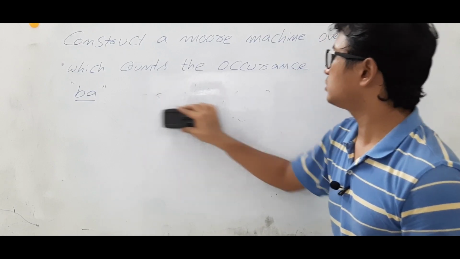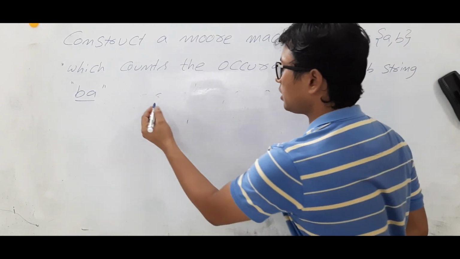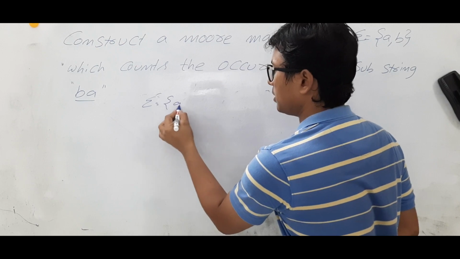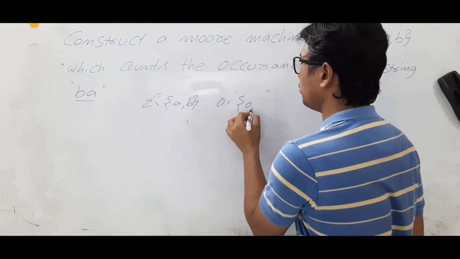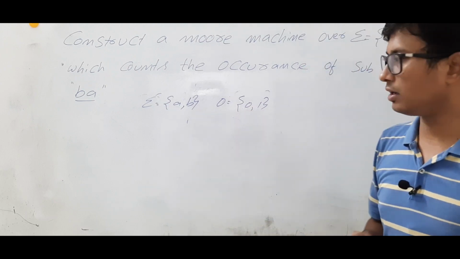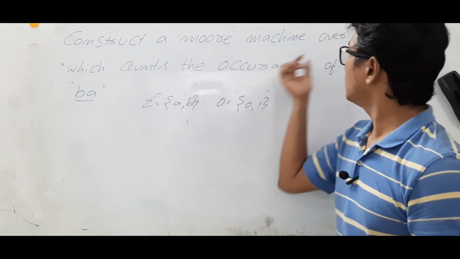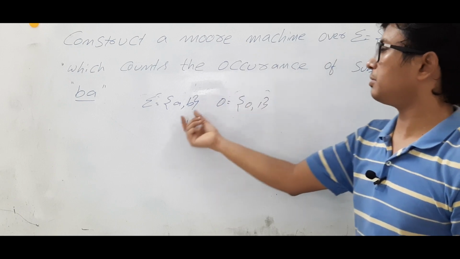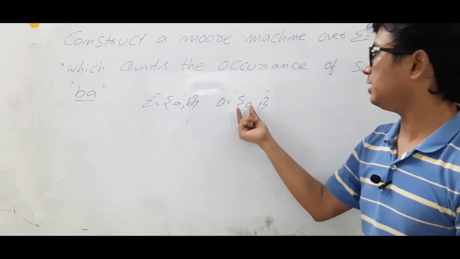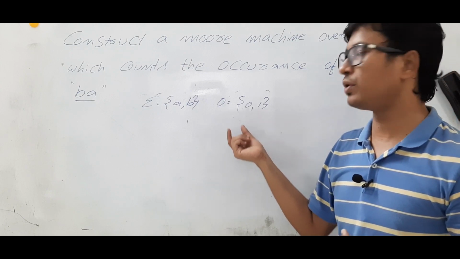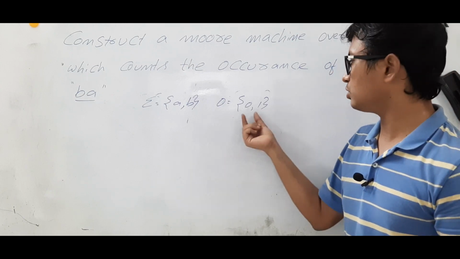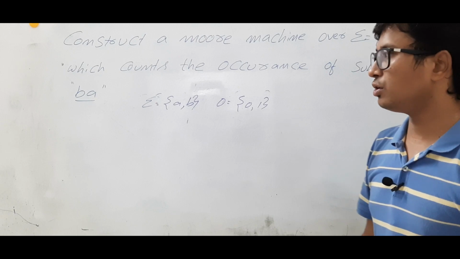Now, what I can say is my input alphabets are A, B. My output alphabets are 0, 1. Am I right or wrong? Because for input, I need to have the alphabets A, B. My output is, I need to count it. So if it is there, I will print 1. If it is not there, I will print 0. So my output alphabets are 0, 1.